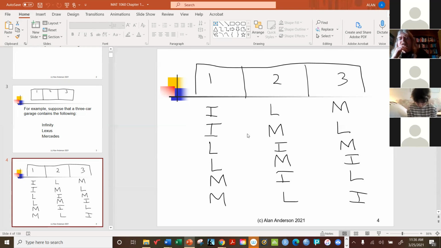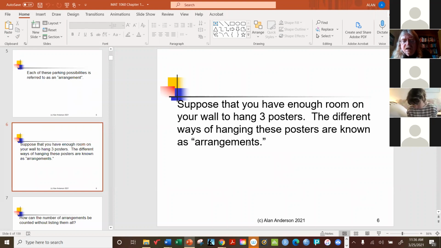But once I've chosen that first car, when it comes time to select the car for garage number 2, there's only 2 left. So while there's 3 ways of filling garage 1, there's only 2 ways of filling garage 2. And once I've made the decision as to which cars to park in garages 1 and 2, there's only one way I can park a car in the third garage because only one is left. All right, so remember, there's 3 ways of parking in the first garage, 2 in the second, and 1 in the third. So I've summarized this on the next set of slides.